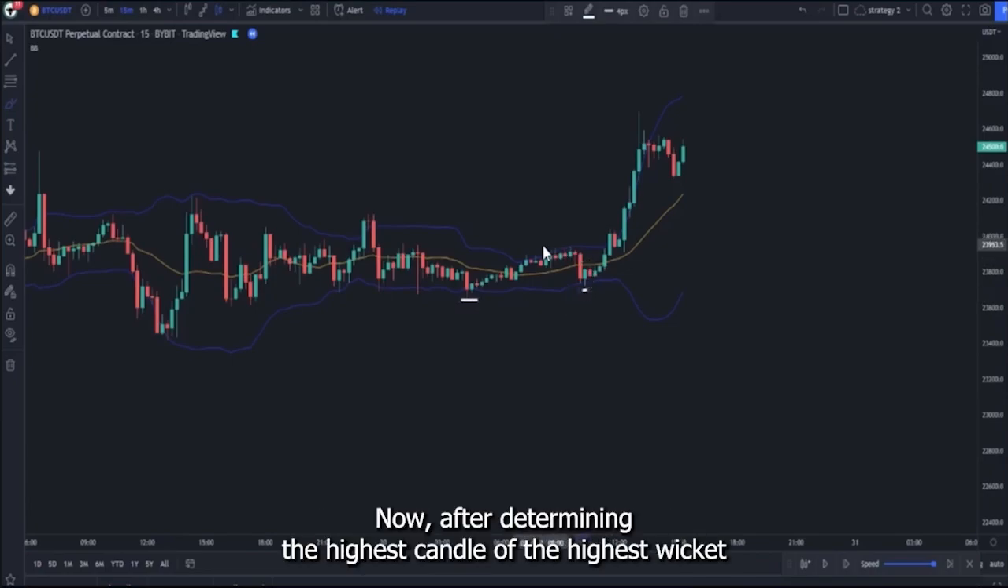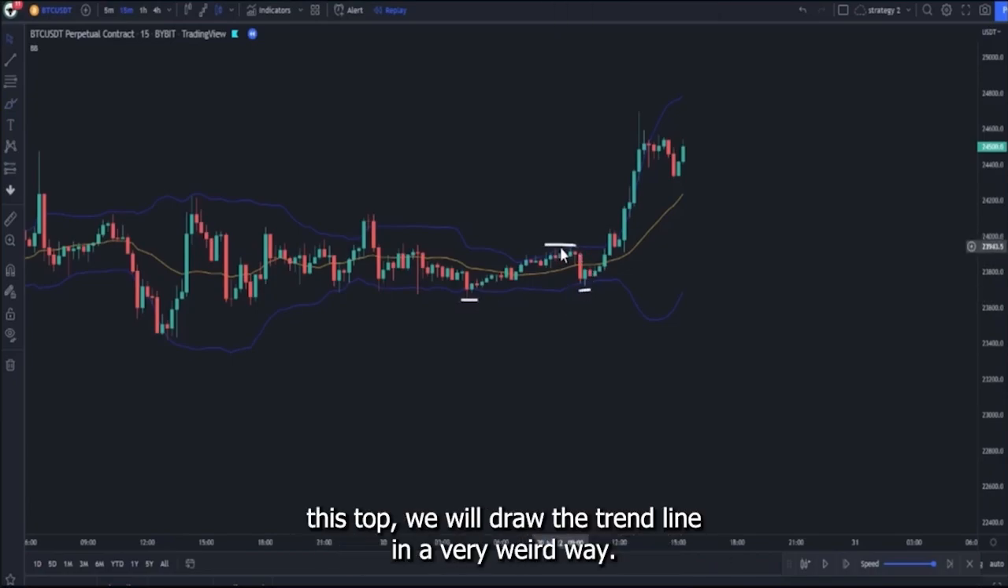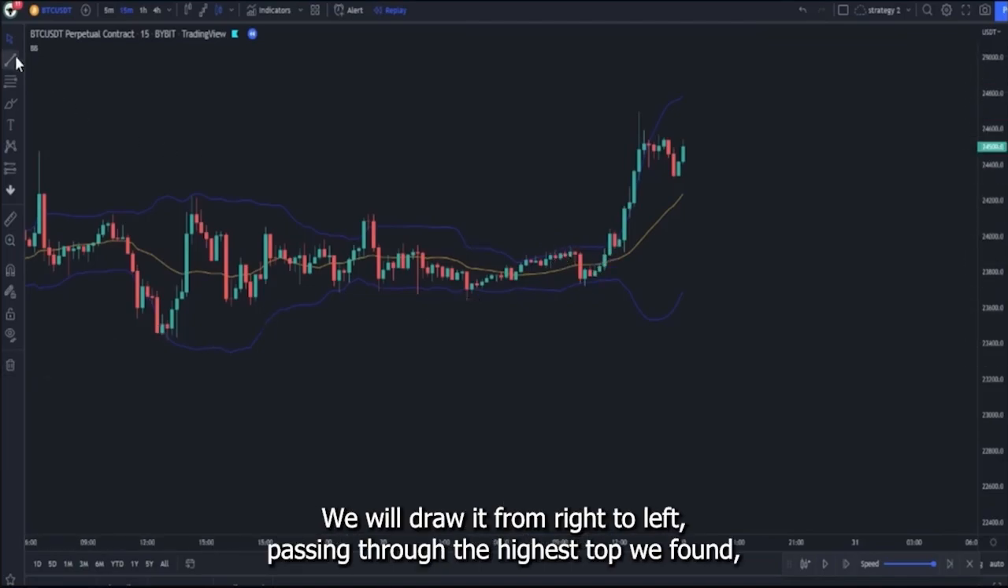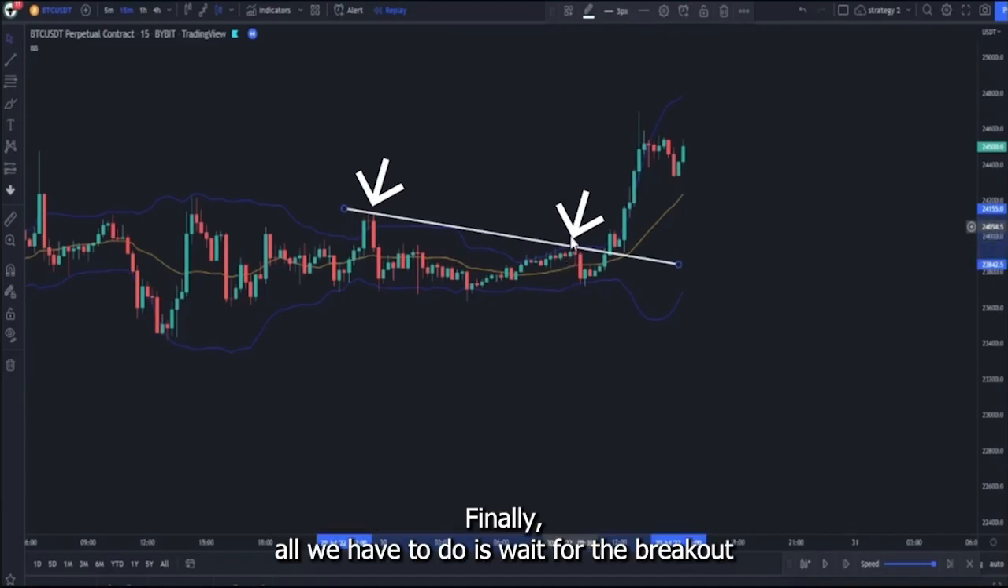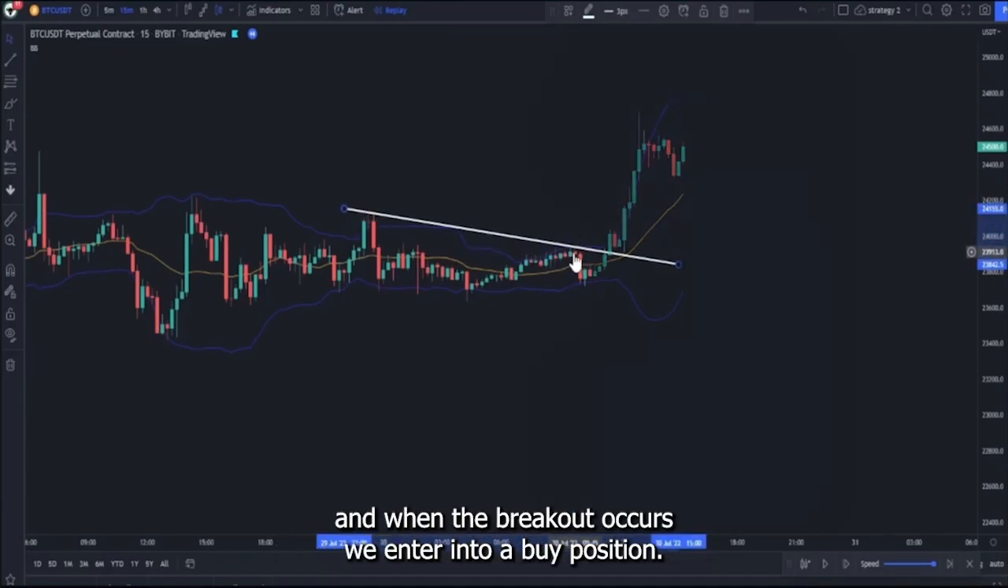Now, after determining the highest candle or the highest wick at this top, we will draw the trend line in a very weird way. We will draw it from right to left, passing through the highest top we found, which is this one here, and then continue until we reach any previous stop. Finally, all we have to do is wait for the breakout. And when the breakout occurs, we enter into a buy position.